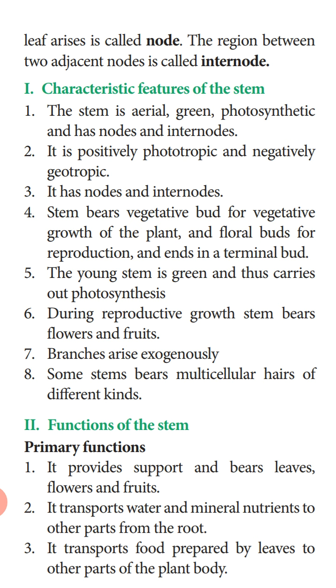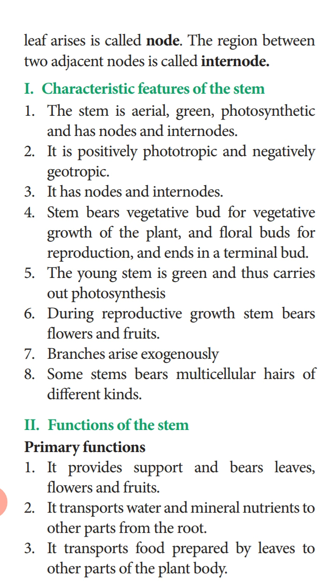During the reproductive growth, the stem will have flowers and fruits. So when the stem is undergoing reproductive growth, it will be producing flowers and fruits. Branches arise exogenously.